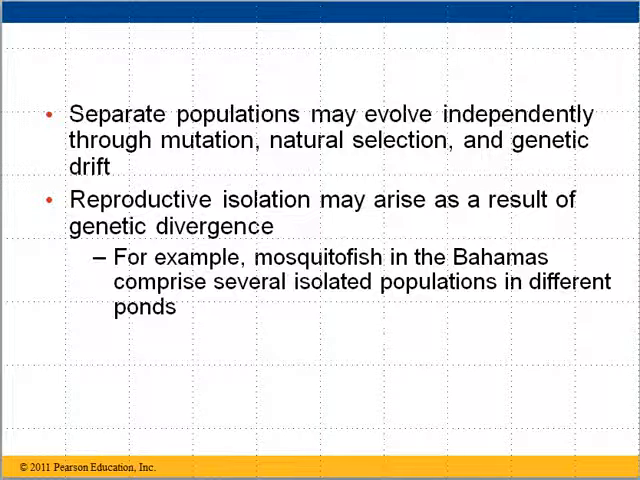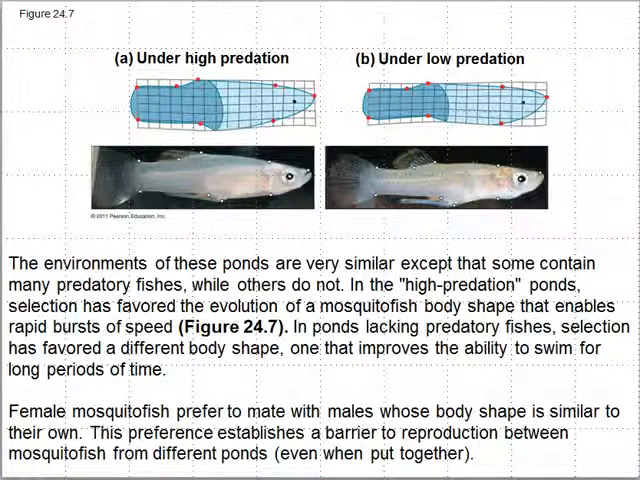In your textbook they give the example of a small fish called a mosquito fish in the Bahamas. There are several isolated breeding populations in different little ponds, and over time they have changed because the environments of the ponds differ slightly.